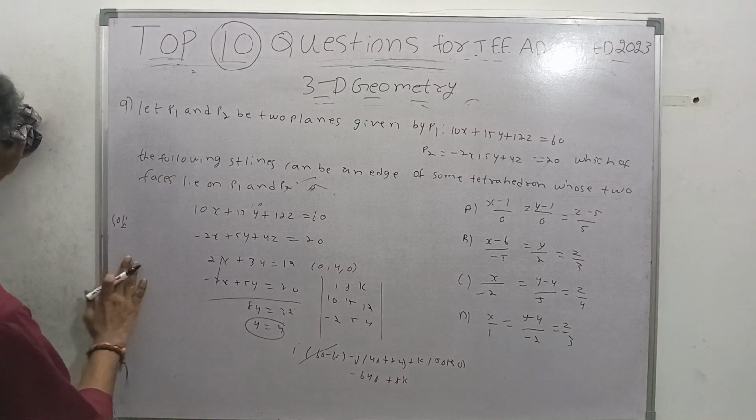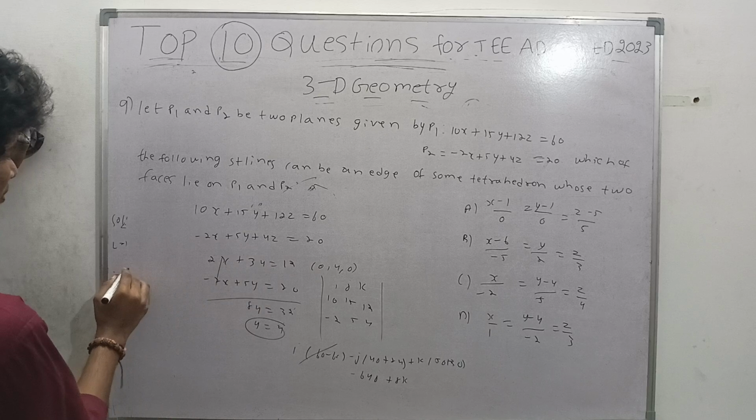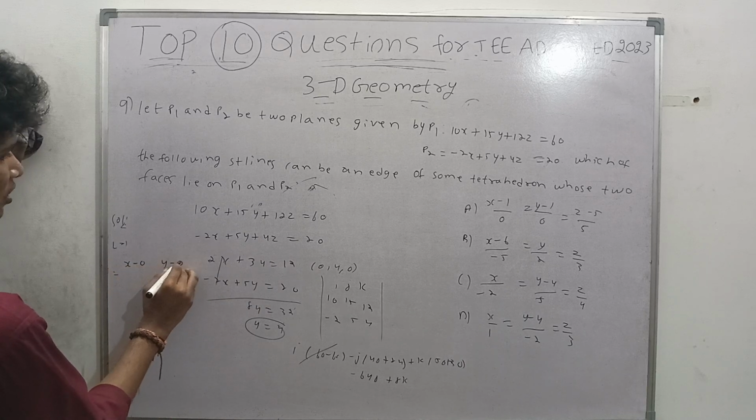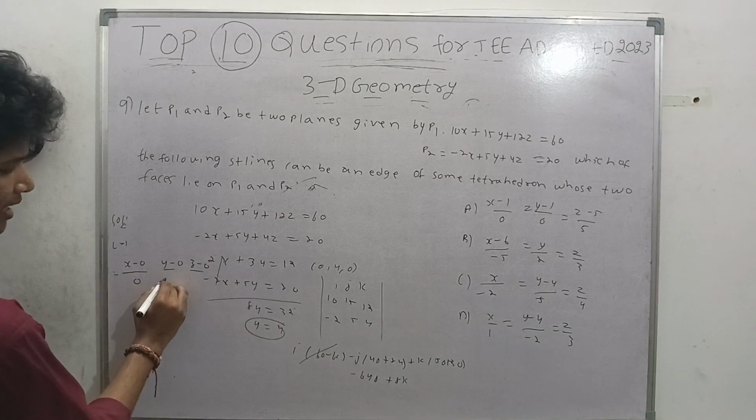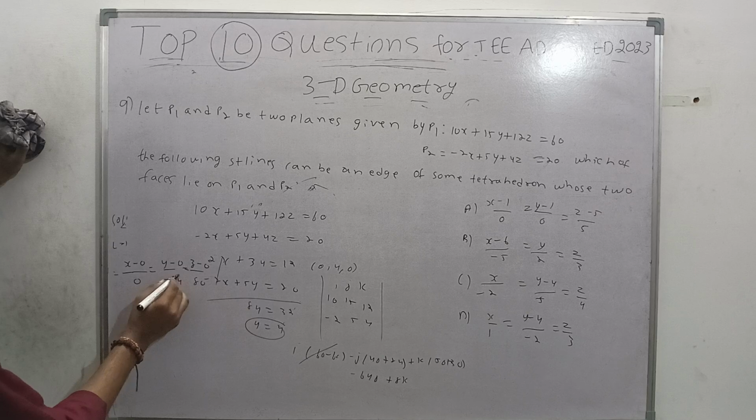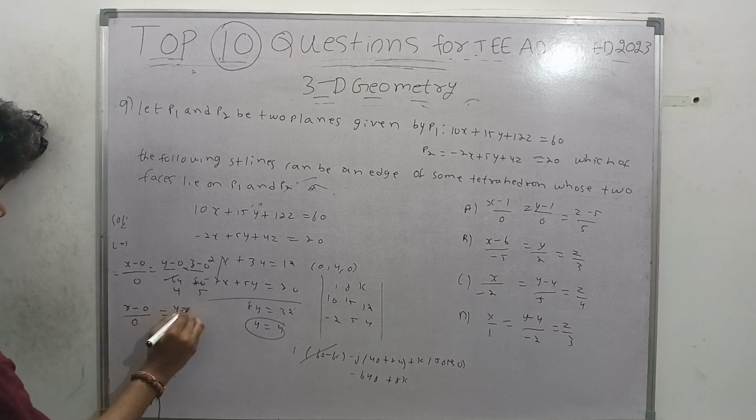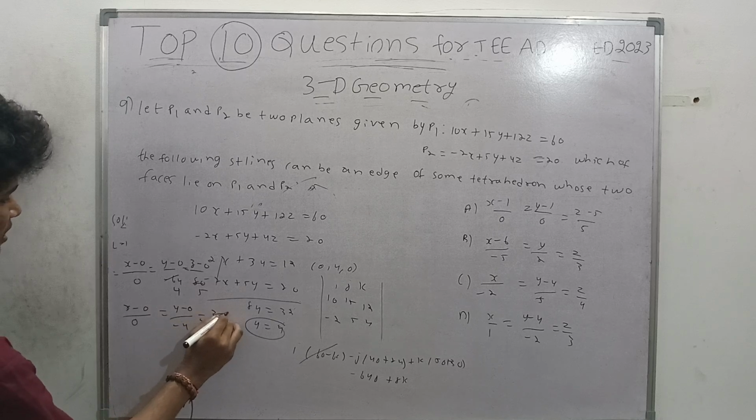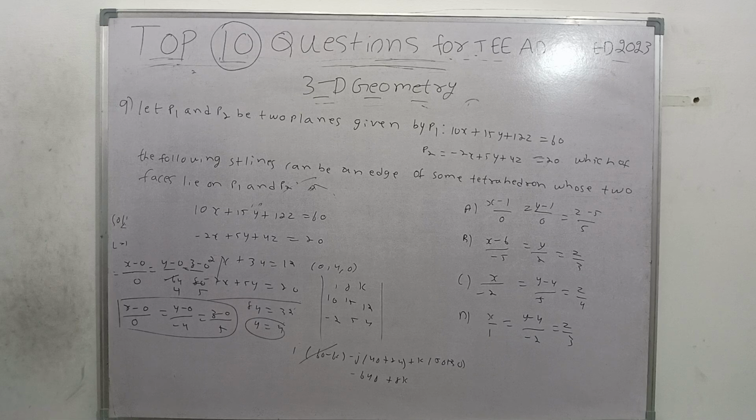So what is the line of intersection now? The passing point is 0, 4, 0: x minus 0, y minus 4, z minus 0. And what are the directions? It has 0, it has minus 64, it has 80. But I can cancel these things. That is 16 4s, 16 5s. I can make it simple. y minus 4 divided by minus 4 equal to z minus 0 divided by 5. So this is the line of intersection.